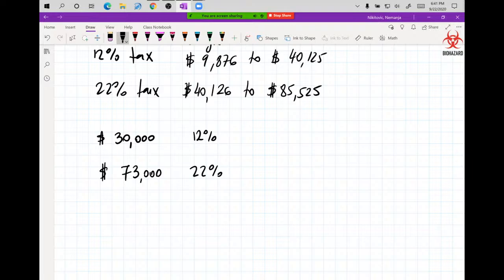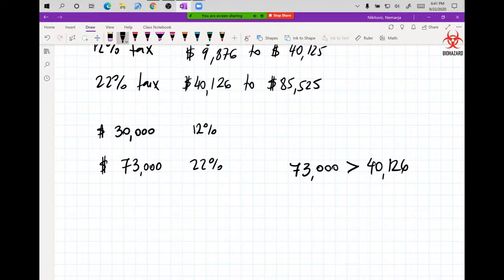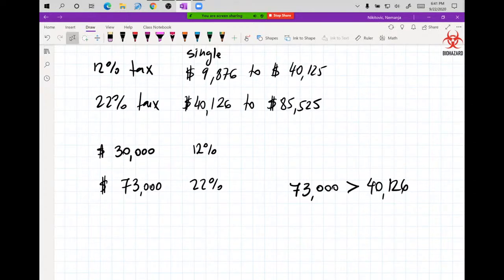How do you know that these are the percents? Because 73,000 is more than 40, but less than 85. Perfect. 73,000 is more than 4126. Excellent. Now, I also want you to observe this situation here.